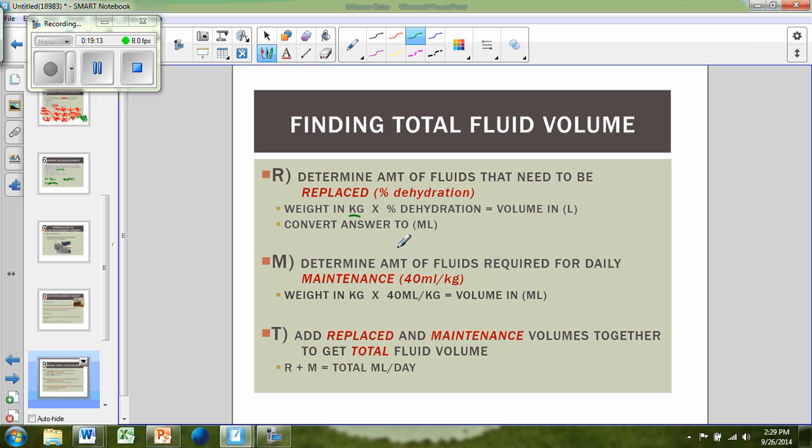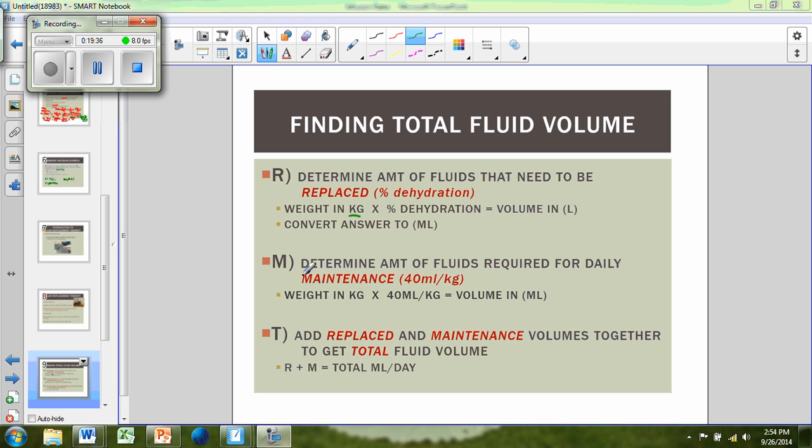What we need to do once we find our answer in liters is convert the answer to mLs. You're going to do that by multiplying by 1,000. So you take your volume in liters times 1,000, or you can just move your decimal point 3 places to the right for our purposes here. Okay?